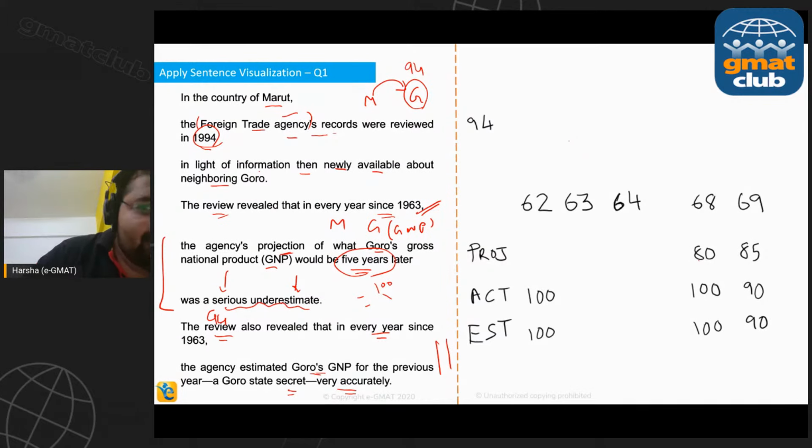In 96, they're not doing it for 68. In 96, the second estimate would be for 95, right? But we are only concerned with till 94. In any case, you're not even going into 96. In 1969, this estimate would have been done for this year. In 1970, this estimate would have been done for this year. Perfect.